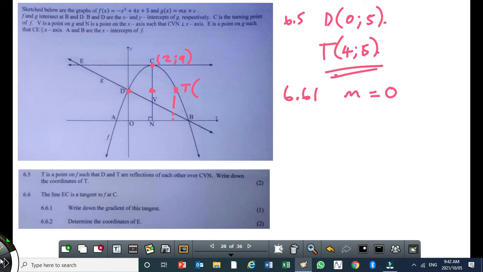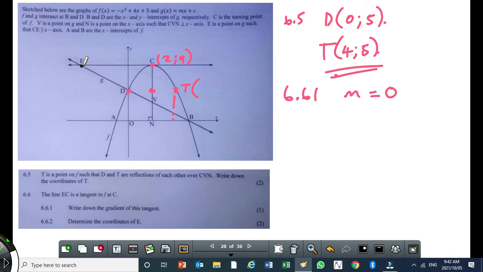Alright? Then 6.6.2, determine the coordinates of E. We know that, see E here. Now, this is the point here. You need to know that the equation of EC is what? If you're asked to write down the equation of EC, what would be the equation? It's y equal to 9. The equation of EC is y equal to 9. Do we know the straight line g of x? It says determine the coordinates.